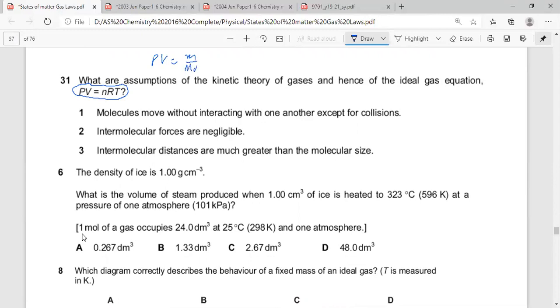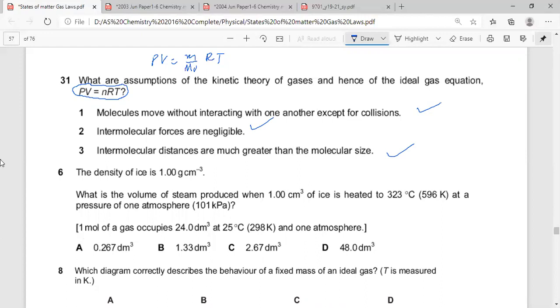This is the number of moles. Molecules move without interacting with one another. Correct, isn't it? It means that they move at random. There's no intermolecular forces, which is correct. Intermolecular distances are much greater than the size of the molecules, which is correct. So this is how they rephrase it.